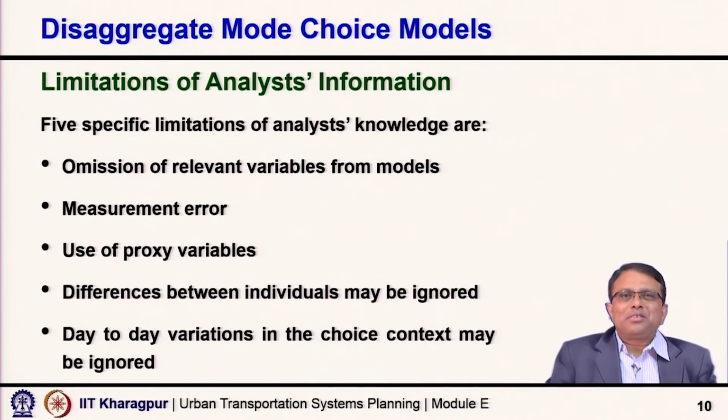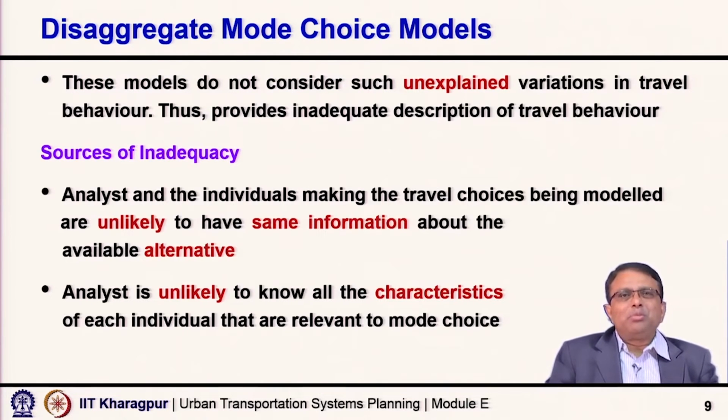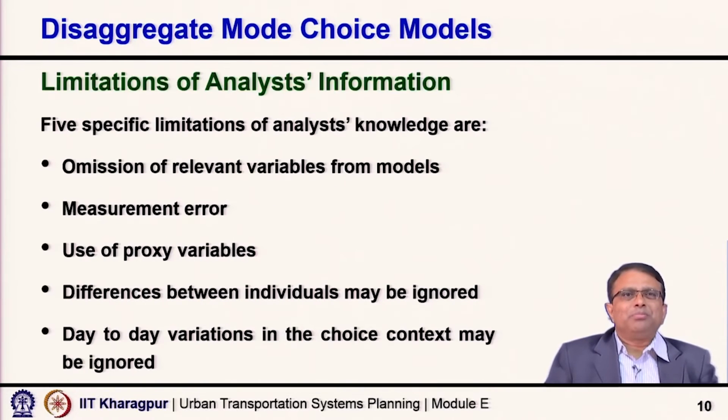Now, let us discuss in detail, because this is a very important area. This can make the prediction from the deterministic utility model wrong. So, we must know what the limitations of analyst information are. I said two things. One is the perception or the information, the same information may not be there to all the travelers who are making the choice, and second, essentially, it is the limitation of the analyst. I am developing a model, I may not be able to consider all the relevant variables which are likely to influence the choice behavior.